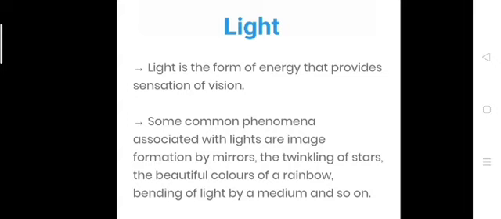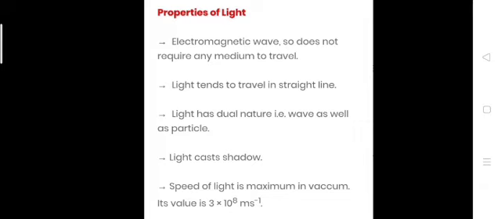And there are some phenomena related to light, which are possible due to light: image formation by mirrors, the twinkling of stars, beautiful colors of the rainbow, bending of light by a medium, and many other phenomena like why the sky is blue and why the sun has a reddish appearance. All of these phenomena are associated with light. Clear? So let's introduce the properties, how to identify and characterize light.